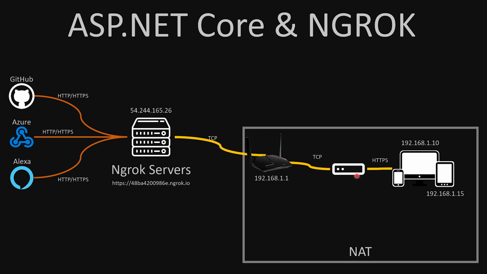So Ngrok actually works at the TCP level. It doesn't quite understand HTTP or HTTPS. It's just using TCP. It just creates a TCP tunnel between your machine and the Ngrok servers, right? And that'll all come together once I show you the actual thing working.